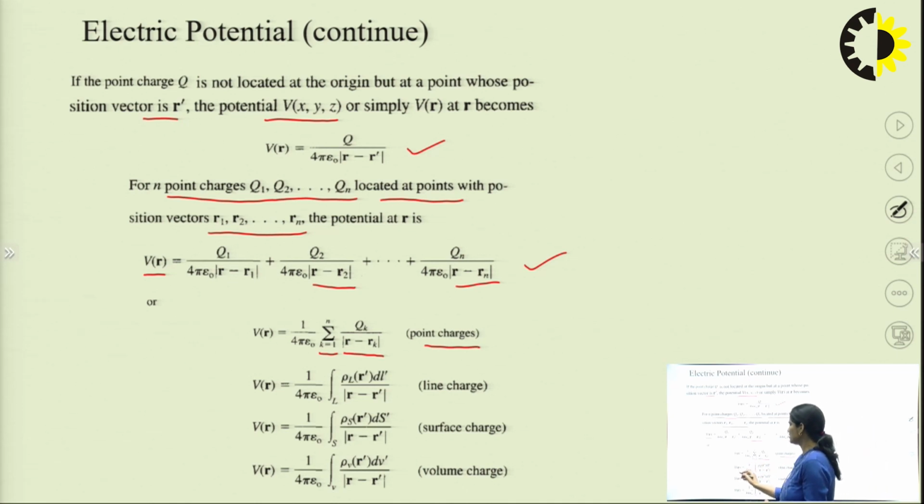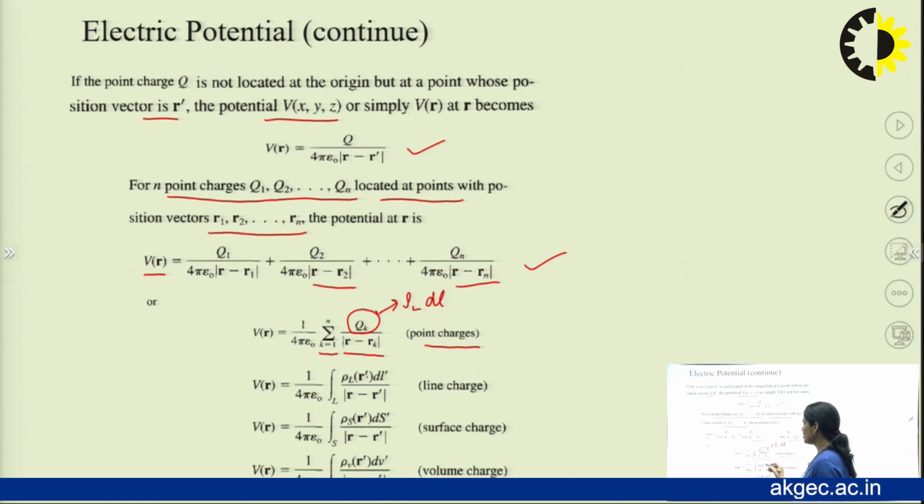Now let us find the potential for a line charge. For a line charge, qk is equal to the charge density times dl. So V(r) is equal to 1 upon 4 pi epsilon naught times the integration, where qk is rho L dl. Here rho L is with respect to r dash, the position vector of the source point. So for this line charge, it is rho L of r dash, dl dash, upon magnitude r minus r dash.